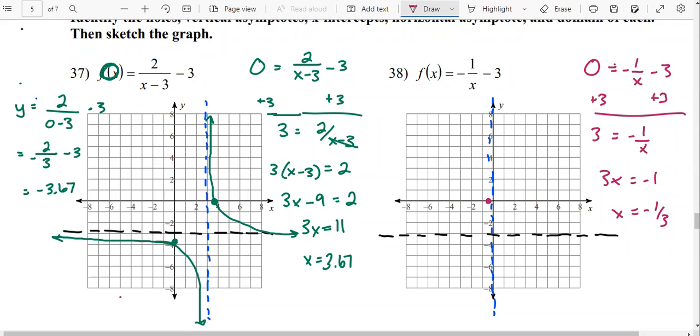Not sure why my brain was so taken aback by that, but it's going to go through that point where x is -1/3. And then the other side would be over here. And you may think, well, Mr. Hines, what about the y-intercept? Well, this thing has a vertical asymptote at x = 0, which means it never crosses the y-axis. So there is no y-intercept.